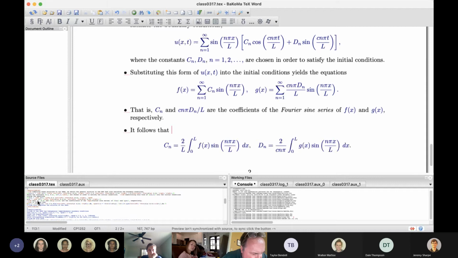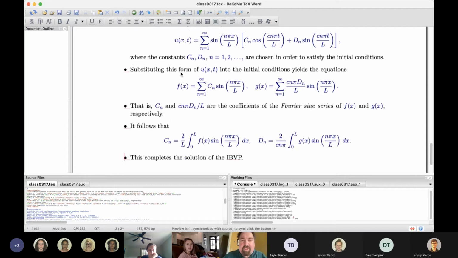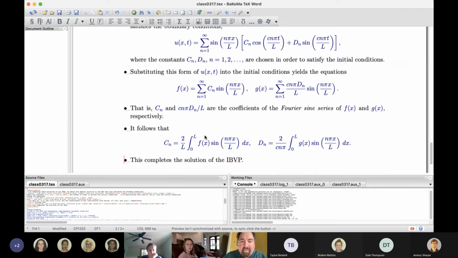So if I incorporate that into my general solution up here. So here we have a formula for Fourier sine series coefficients on the interval 0 to L. And then I do the same thing with g, except I have to divide by c n pi over L. In other words, I'm multiplying by L over c n pi. So I get an L in the numerator that cancels with the L in the denominator that comes from the formula for Fourier sine series coefficients. So this is what I get for Dn.